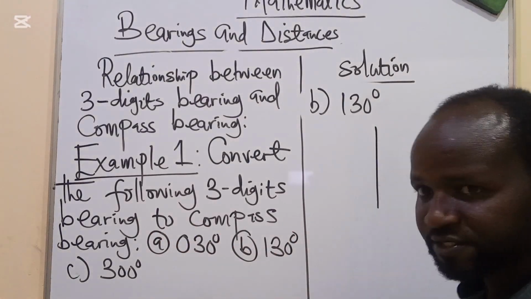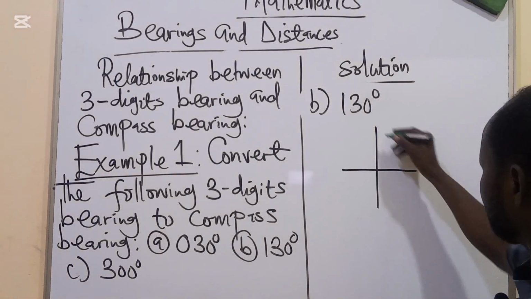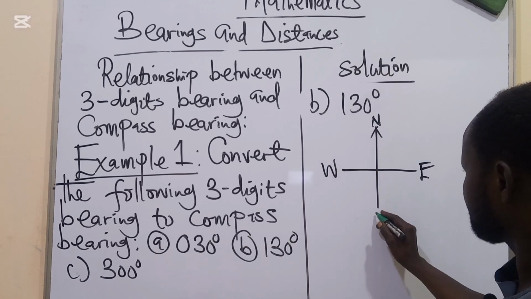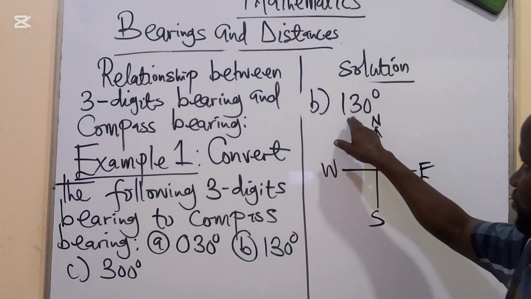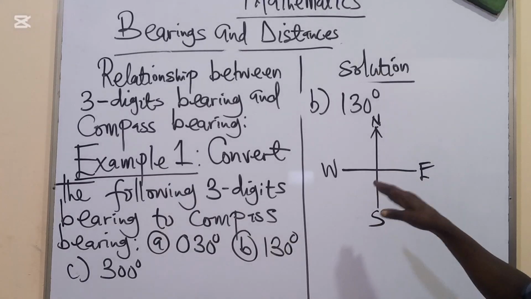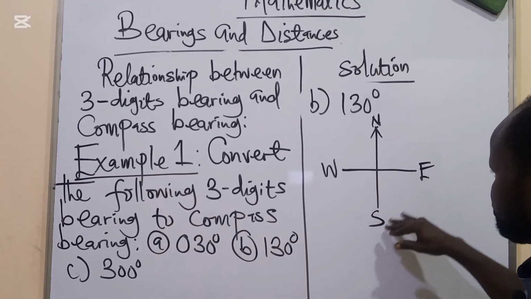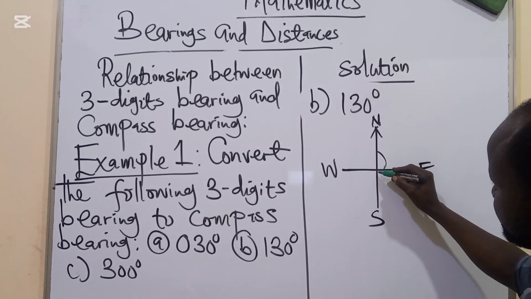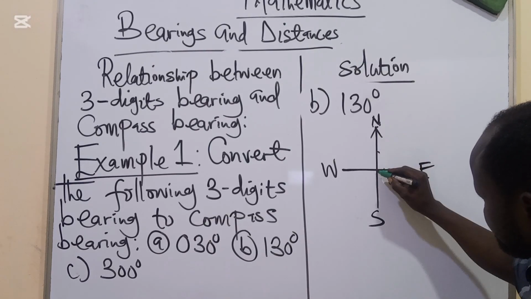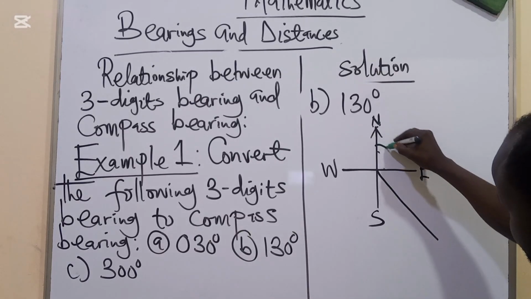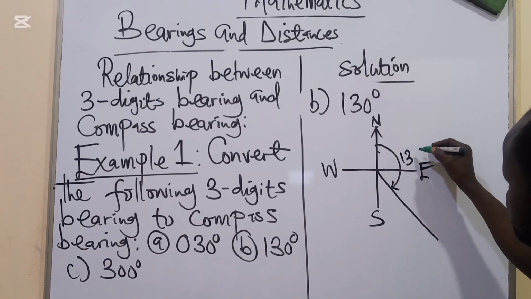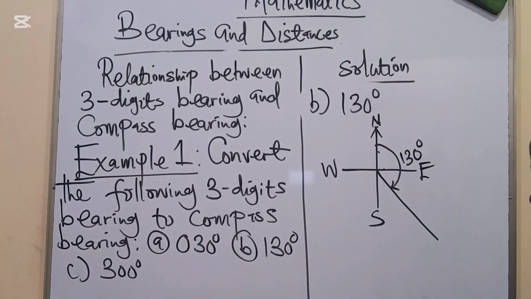Let's draw our cardinal points in this order. We have our north here, east, west, and south here. This is 130 degrees. 130 degrees, of course, will be between south and east, because this is 90 degrees. Then we need 40 here. So it will be somewhere here. This will be 130 degrees from the North Pole, in the clockwise direction.